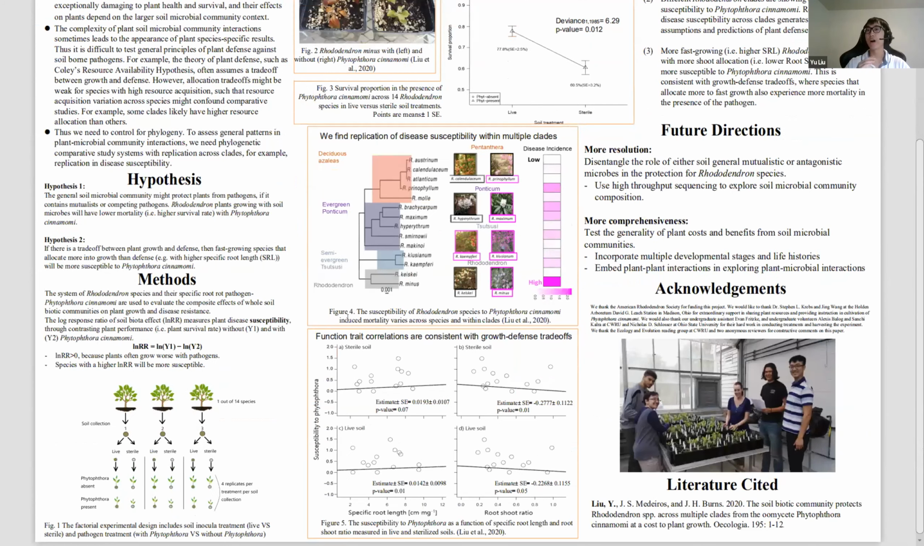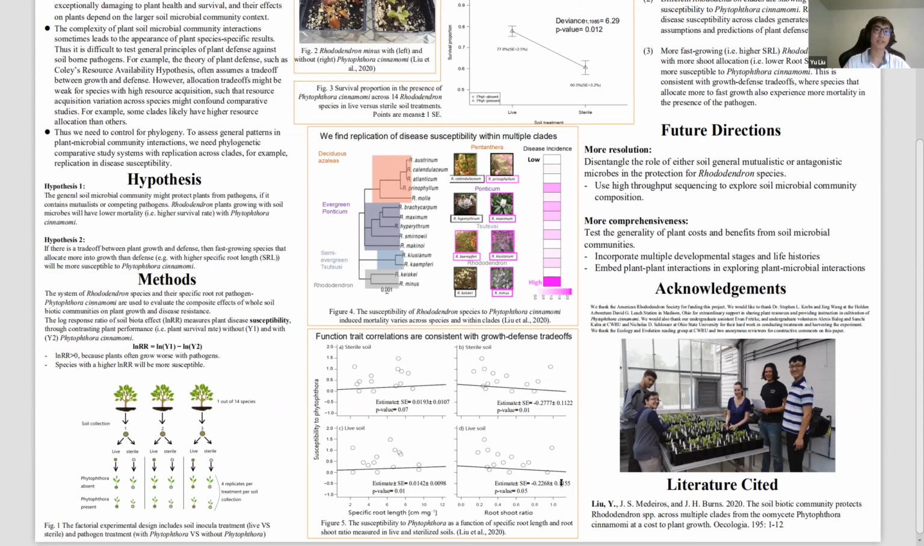These 14 rhododendron species are from 4 different sections. We found a replication of the disease susceptibility across these rhododendron clades. This is important for our study because it can avoid the problem of pseudo-replication. If there is no replication of disease susceptibility across rhododendron clades, that means all rhododendron species within the same section are showing a similar level of disease susceptibility. In this case, these 14 rhododendron species from 4 different sections are actually representing 4 different replications, which will be a problem of pseudo-replication.